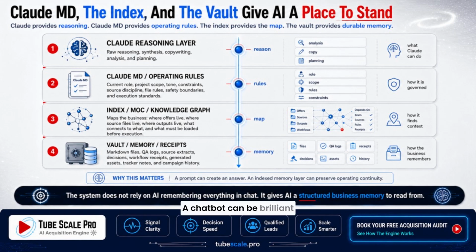A chatbot can be brilliant for a moment, then it forgets your entire business and you have to re-explain everything again. This system gives AI a place to stand: your operating rules, your source material, your campaign history, your decisions, your receipts, and durable memory to read from. It does not rely on a chat window remembering everything. It gives the business a structured memory layer. And when we hop on a call, we can go deeper into how this is structured if that matters for your situation.